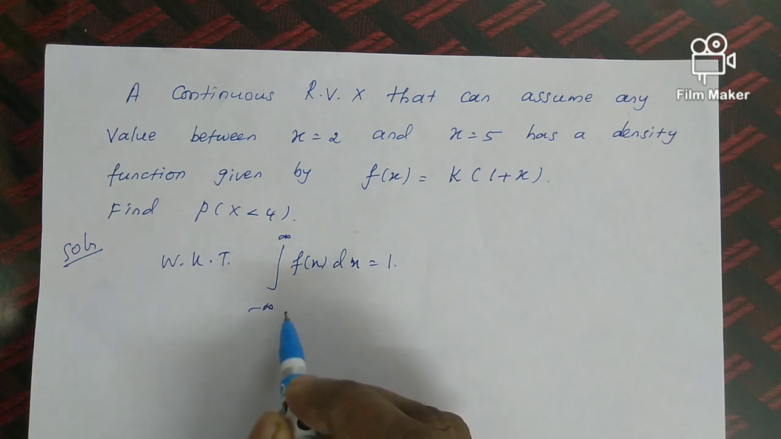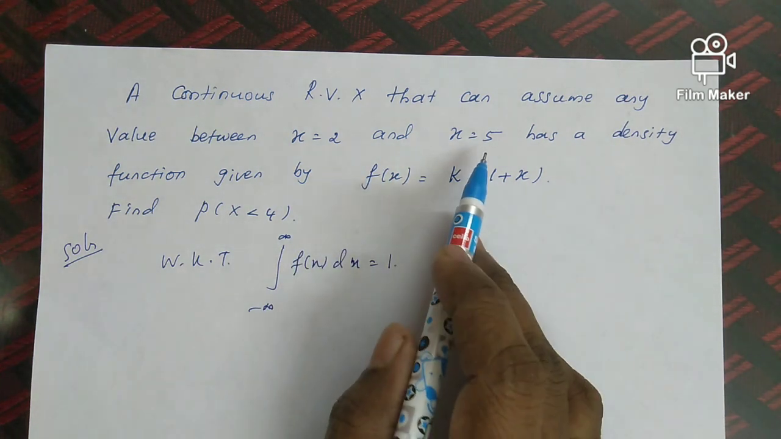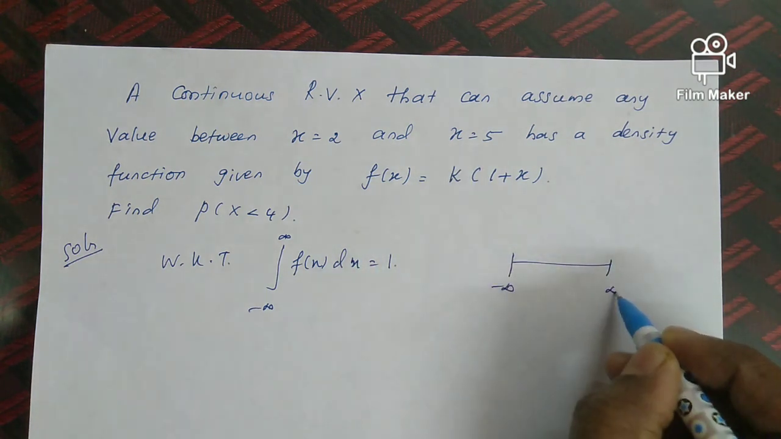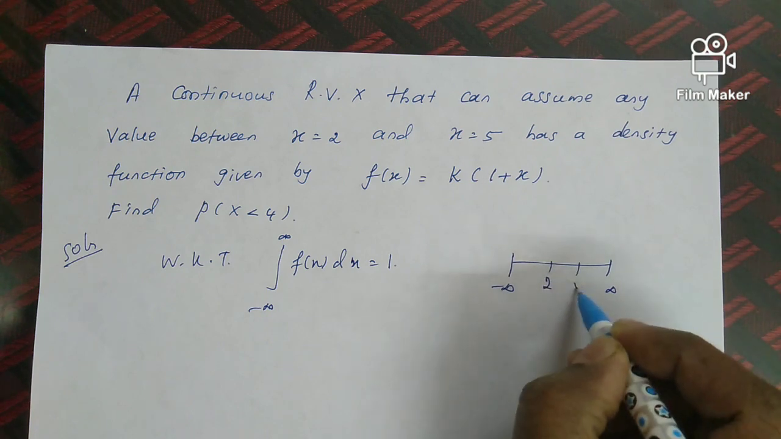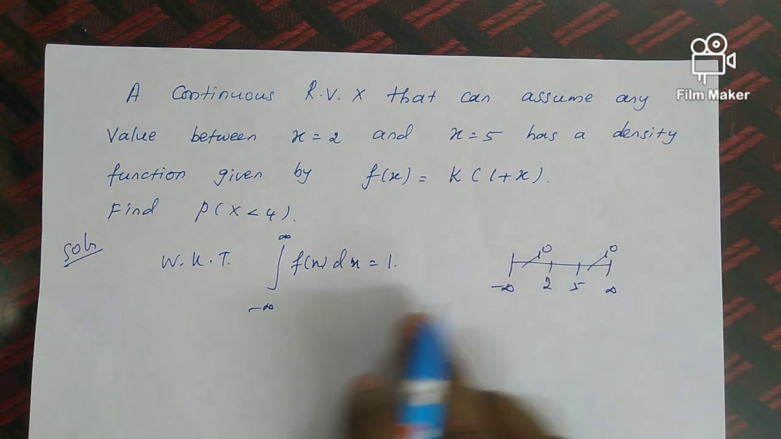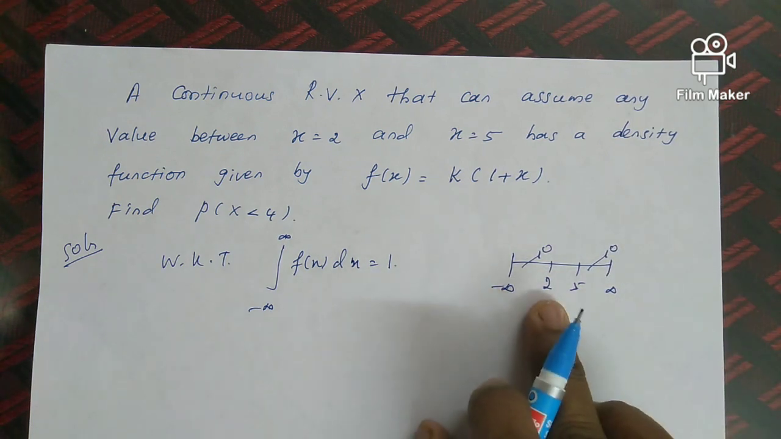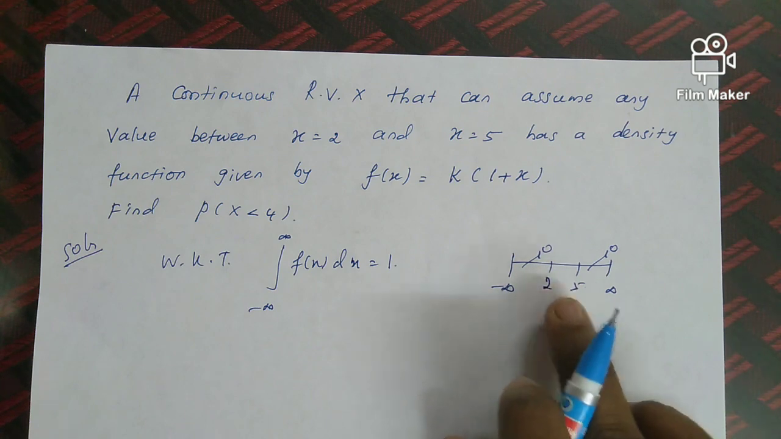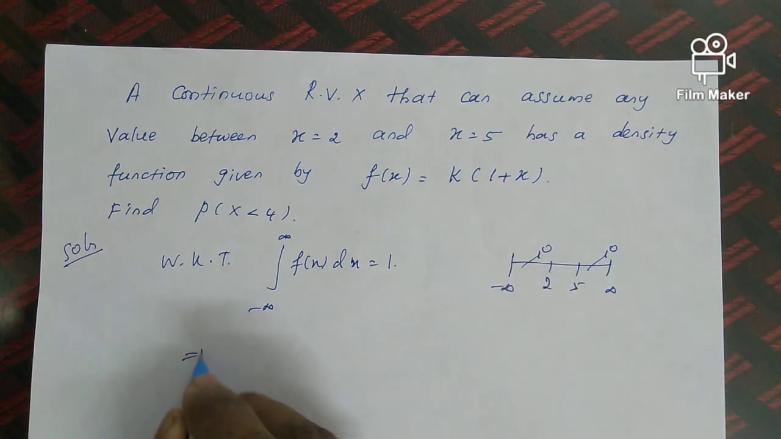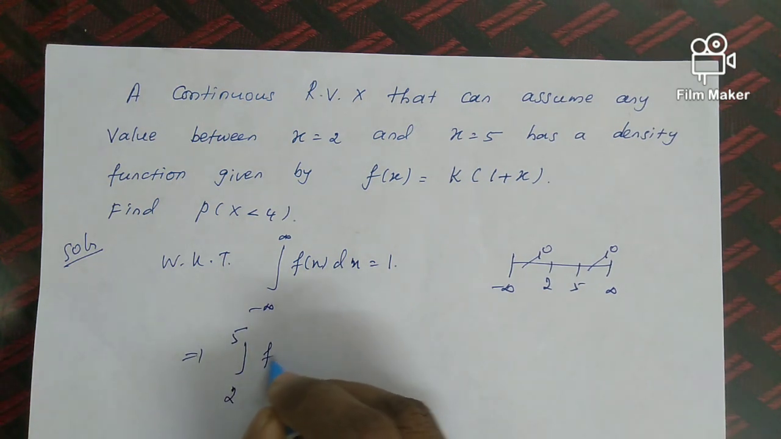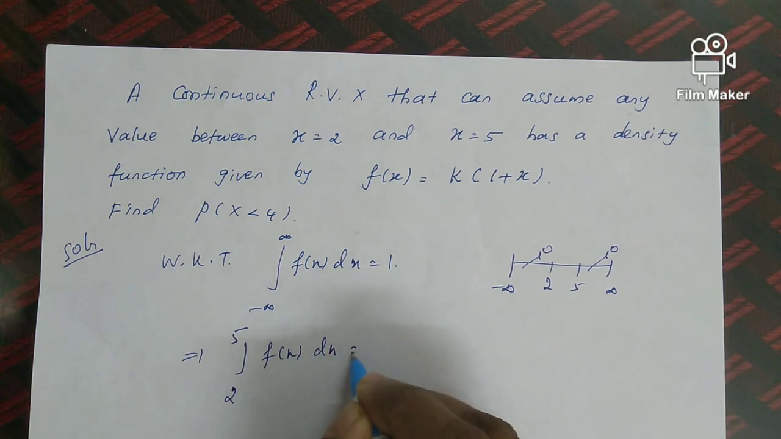It is given in the question x equal to 2 and x equal to 5. So, the actual interval is minus infinity to plus infinity. Only in place of 2 to 5 it has the value. In the remaining places it takes the value 0. So, the interval can be split as minus infinity to 2, 2 to 5, and 5 to infinity. The first and the last integral values are 0, so we can take only the integral 2 to 5, which implies integral 2 to 5 f of x dx equal to 1.